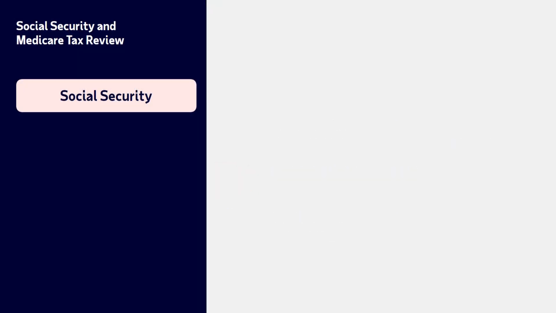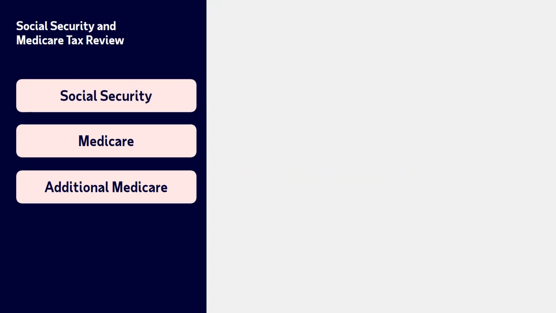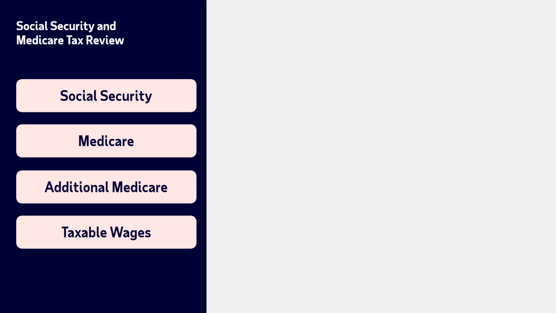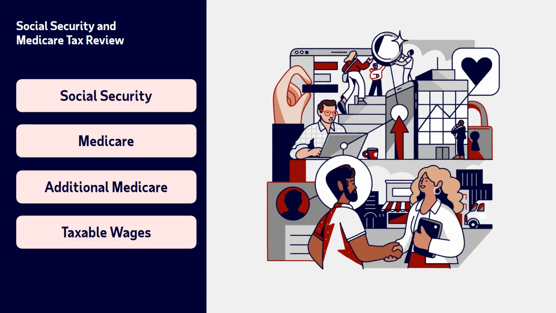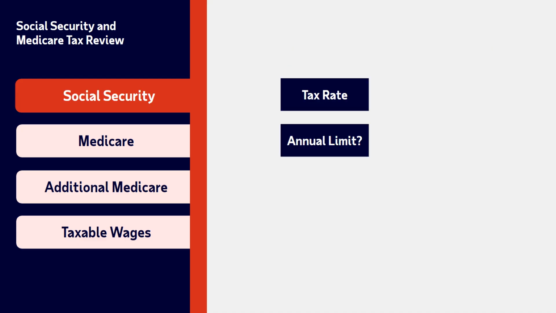To understand how Social Security and Medicare taxes are calculated on your pay statement, let's first break down the key concepts. Then we'll be ready to apply them to the calculations. Social Security. The tax rate is 6.2%. And yes, there is an annual taxable wage limit.